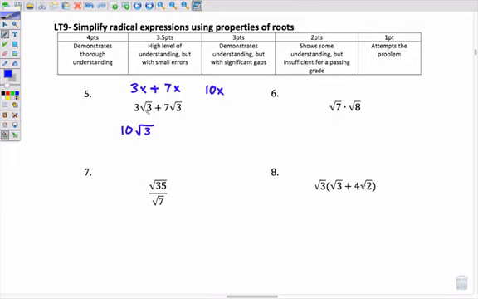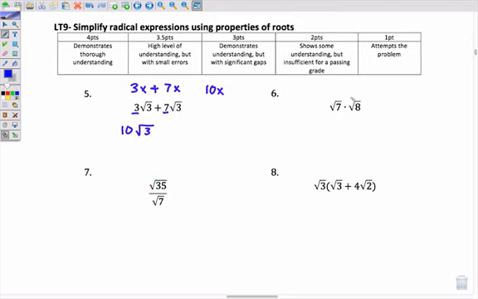Don't combine the 3's together to make 10 square root of 6. When you add square roots, you don't combine them under the square root sign. You just leave the 3 under the square root sign. You just leave it alone. It's like saying, how many square roots of 3 do we have? We have 3, and then we have 7 for 10 total.